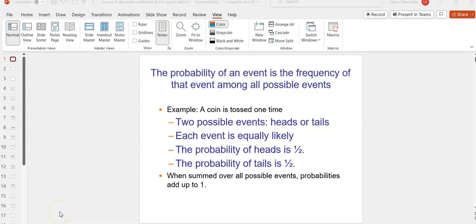Okay, class, I'm going to call this Lesson 11, Lecture 9, which is going to cover the Lecture 9 PowerPoint slides, which basically are on binomial expansion, sometimes called the binomial coefficient, and then the chi-square test. And this is going to be the last lecture PowerPoint series for exam one. So after this, we'll start into material for exam two.